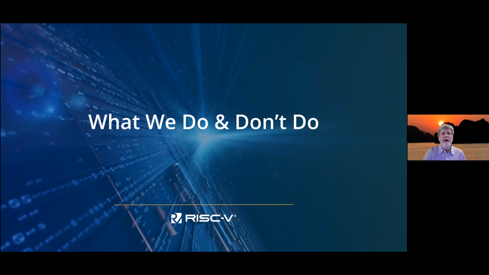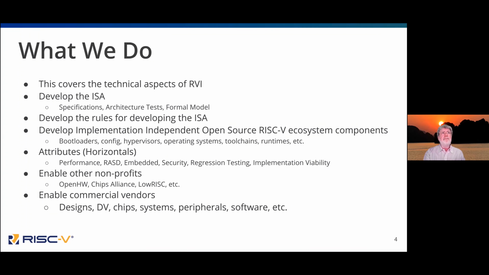So what do we do and what do we don't do? What we do within the technical world is we cover the technical aspects of RISC-V International. We develop the instruction set architecture, specifications, formal model, the rules for developing the ISA. There are a lot of conventions we have to follow in order to make sure that we work together well. Developing the implementation-independent stuff.